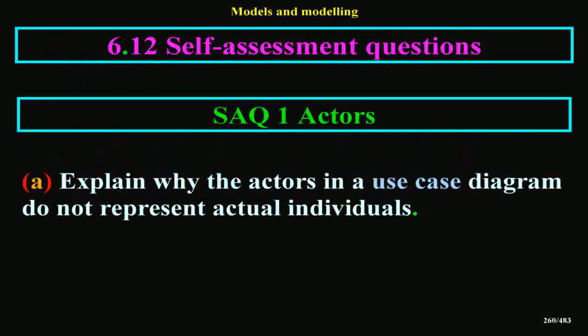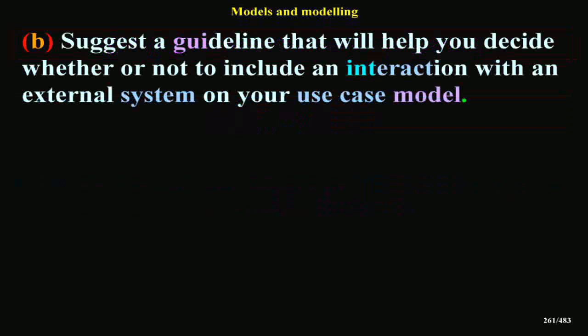6.12 Self-Assessment Questions. SAQ 1: Actors. A. Explain why the actors in a use case diagram do not represent actual individuals. B. Suggest a guideline that will help you decide whether or not to include an interaction with an external system on your use case model.